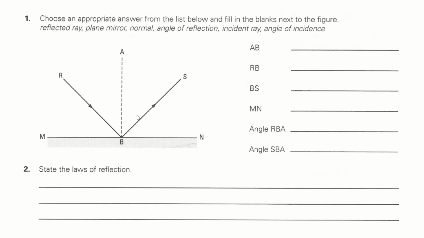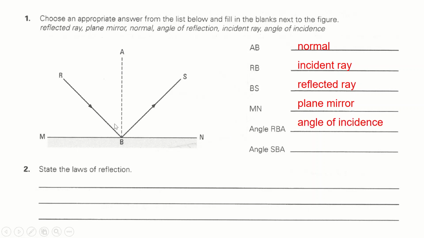Okay, what are some of the terms that we encountered? Basically, AB, which you can see is perpendicular to the plane, is known as a normal. RB over here is known as your incident ray, that's right. So the incident ray comes in and then BS will be the reflected ray, okay? And MN, what's MN? I think just now we mentioned it is basically the plane mirror or the surface. Angle RBA, you can see over here, is known as my angle of incidence and angle SBA over here is known as my angle of reflection.